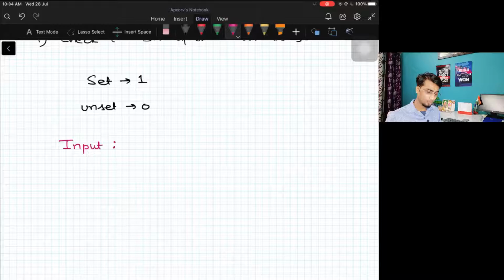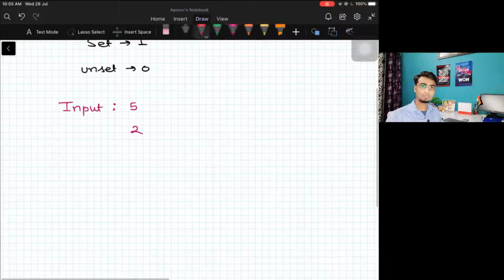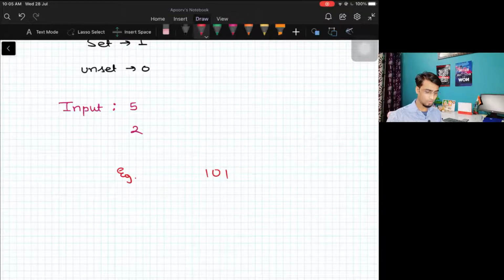Let's say the input is 5, and the i value is, let's say, 2. That means you have to check for the second bit of 5, right? Now they have given the explanation, let's say, as an example: 101 is 5, right? So 5 would be a 32-bit integer, and so on and so forth.